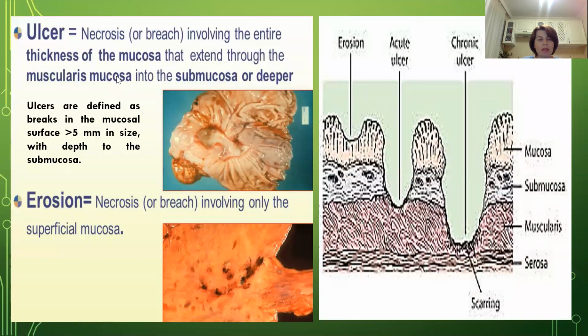There is a difference between ulcer and erosions. Ulcer can start from erosion, and erosion is necrosis or breach involving only superficial mucosa, as you can see here. Ulcer is necrosis or breach involving the entire thickness of mucosa that extends through the muscularis mucosa into submucosa or deeper. Chronic ulcer includes also the muscular layer and can even involve cirrhosis in the process. Ulcers are defined as breaks of the mucosal surface more than 5 mm in size with a depth to subserosa.